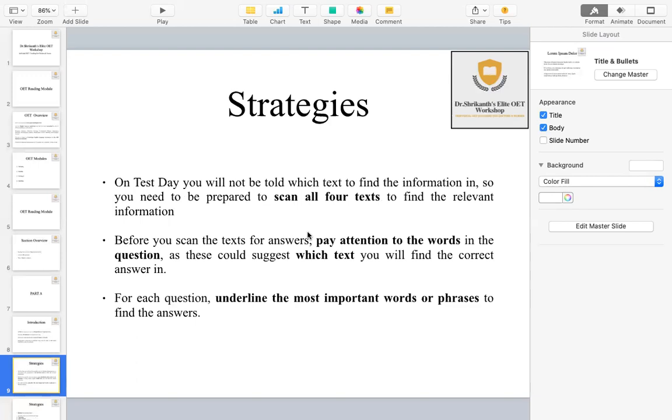Since they do not tell you where specifically the answer is located, the number one strategy is to scan all the four texts to find the relevant information.